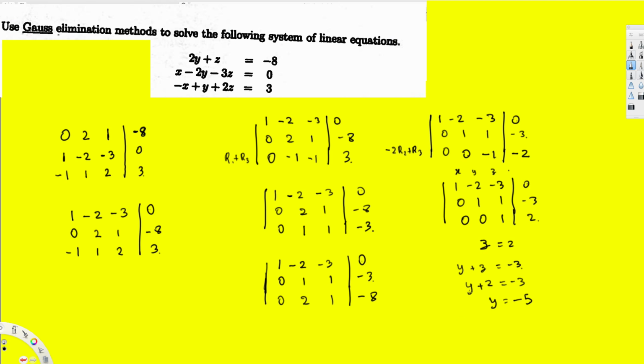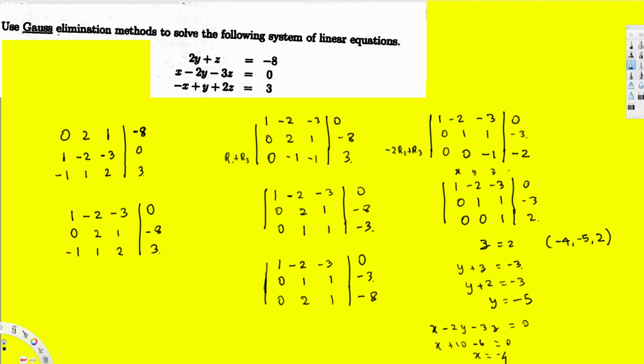And then I can find the x by substituting this into this equation. So it's going to be x minus 2y minus 3z is equal to 0. And if I substitute these values, x minus 2 times minus 5 is plus 10, minus 3 times 2 is going to be minus 6, equal to 0. Therefore x plus 4 is equal to 0. Therefore x is equal to minus 4. So the final answer is minus 4, minus 5 and 2.